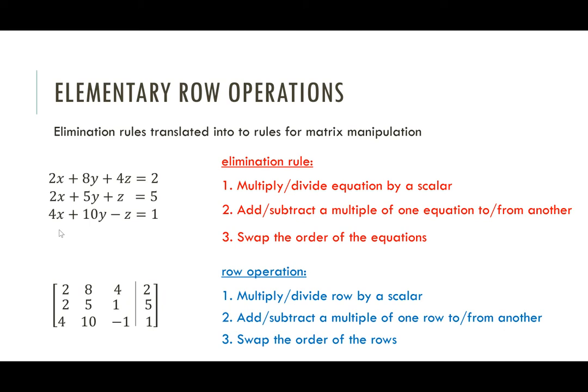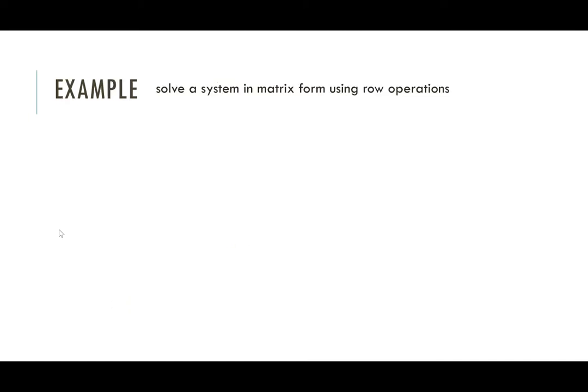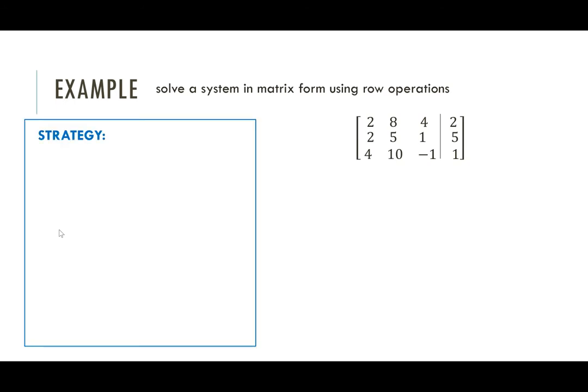And that's it. You might think there's more going on, but truly all of elimination comes down to those 3 rules, and that corresponds to those 3 row operations. All right, let's see these row operations in action. Let's use them to solve a linear system, in fact, this one. And while we do it, let's keep track of the strategy that we're using so that we can see what kind of algorithm we might be implementing.